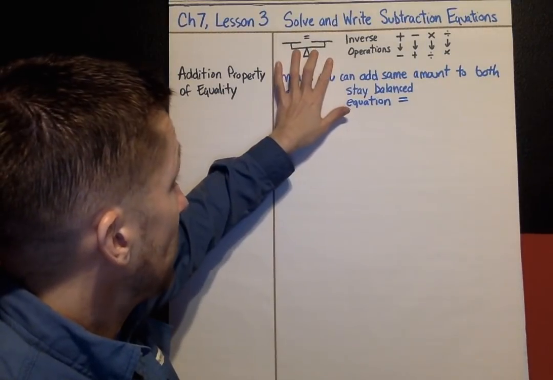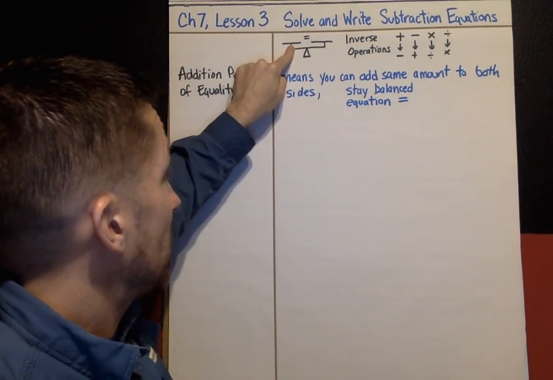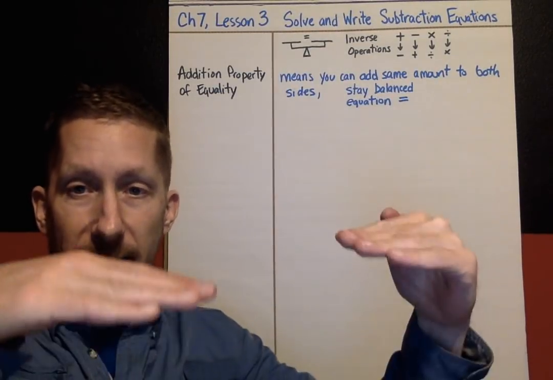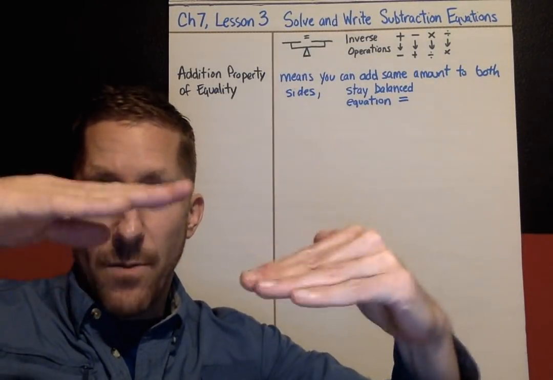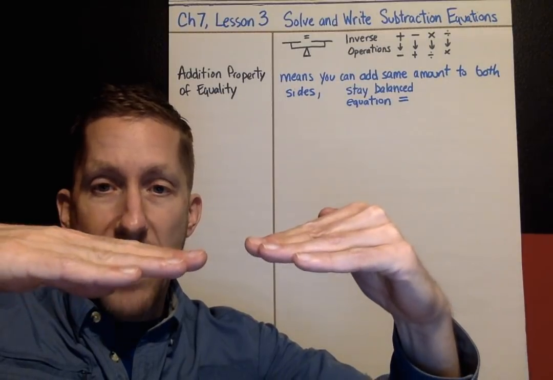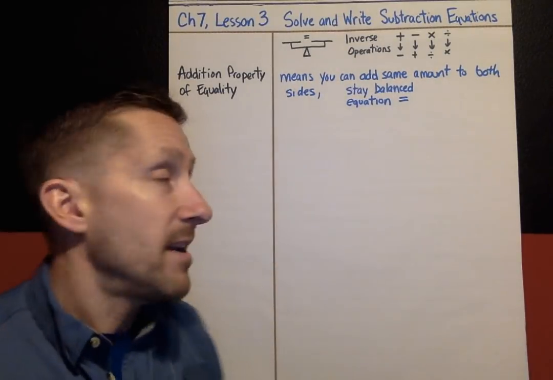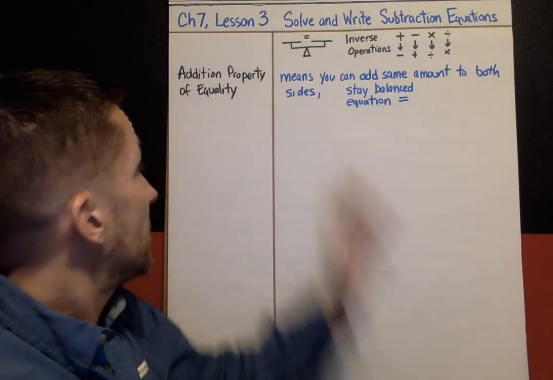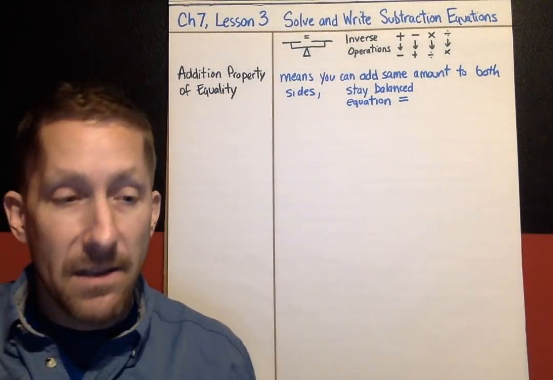If we have a scale that's balanced, we could add 5 pounds onto this side, and we could add 5 pounds onto that side, and it's going to stay. It's not going to go up or down. It's going to stay balanced. This side is going to equal this side, as long as we add the same thing to both sides. That's the addition property of equality.